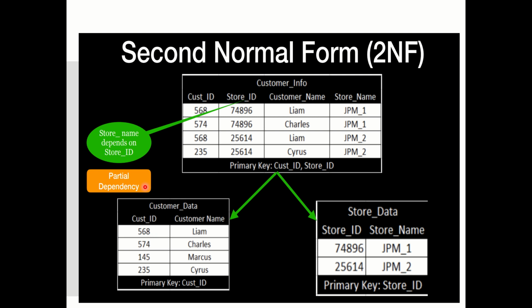Okay, so what we will do is split the table into customer ID and customer name, and store ID and store name, and we will keep customer ID as the primary key for this table and store ID as the primary key for this particular table, right?